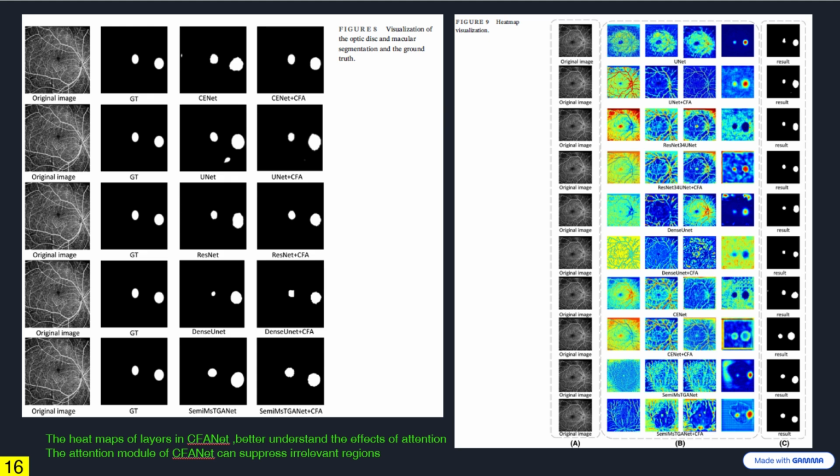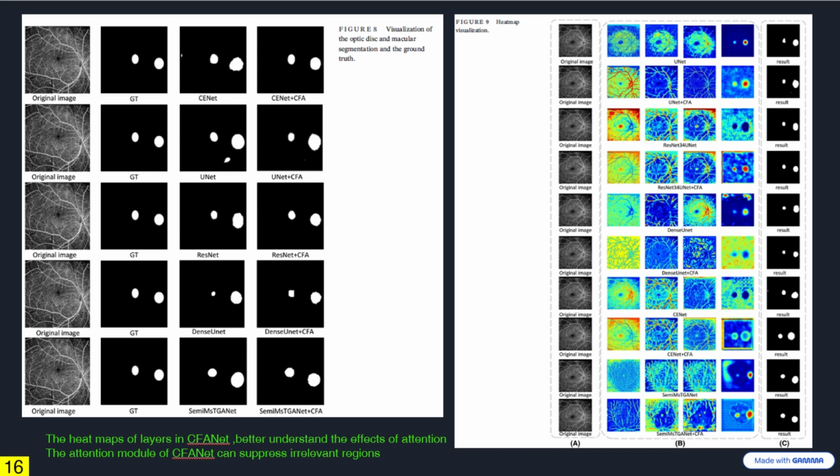And now beside it, there is Figure 9, a heat map visualization. This represents the relative intensity of feature maps. Pixels in blue denote cool, while those in red mean hot. The experiment is used to observe the attention maps, and these heat maps of the CFA-Net give a better understanding of the effects of attention.